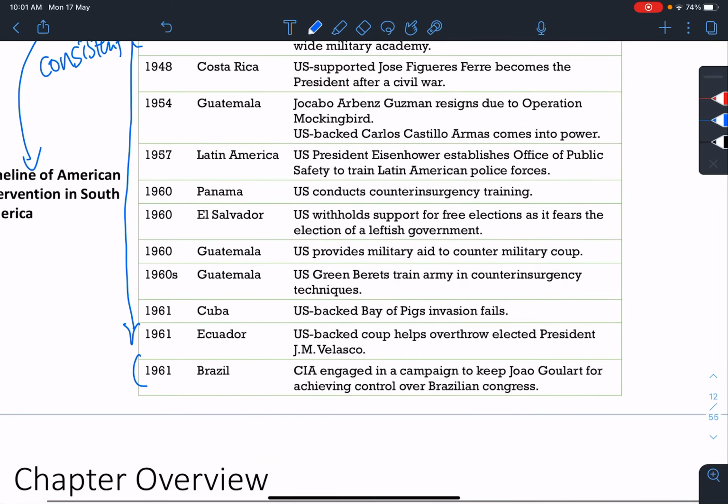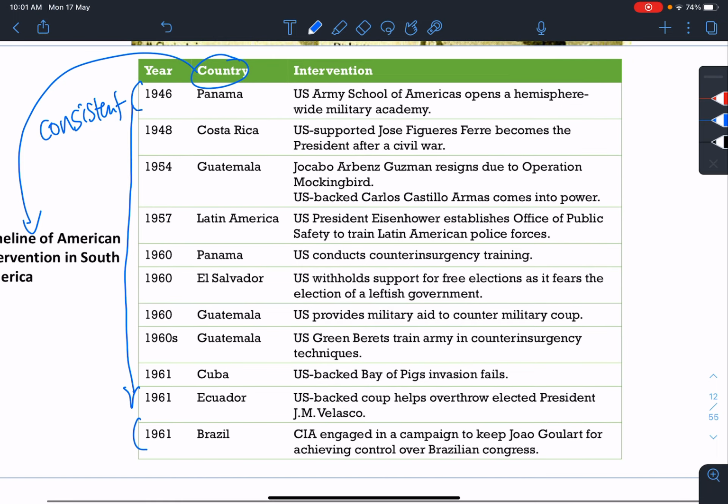And so what do they do? Let's have a look again. Okay, Panama, Costa Rica, Guatemala, all these are South American countries. Okay, US supported president. Okay, US backed politicians come to power.